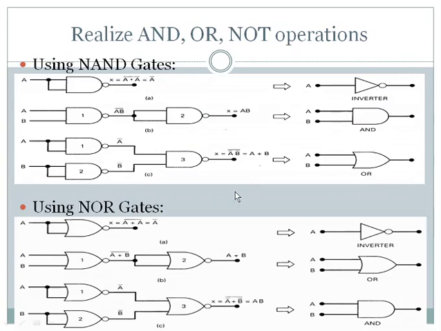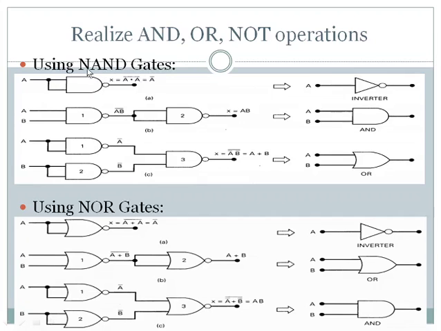So this slide shows how only a combination of NAND gates can implement the NOT operation, AND operation, OR operation. And similarly, how a combination of NOR gates can implement all the three basic operations. So in the first place, we'll start realizing the three basic operations using NAND gate or gates.